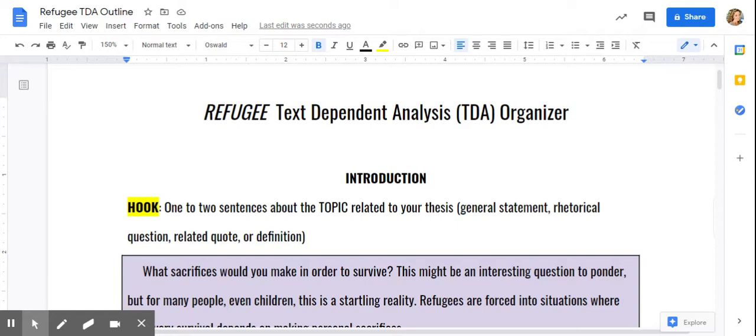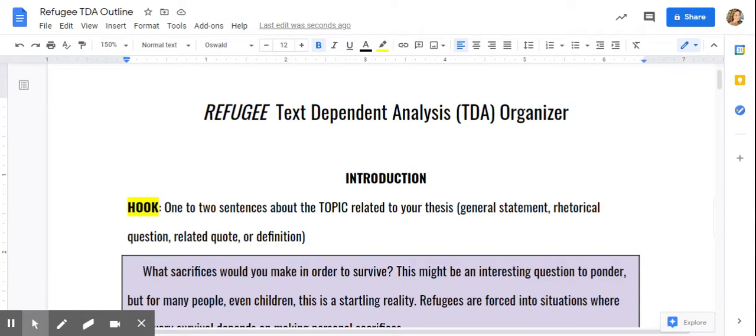Okay. So when you take the South Carolina Ready test, it'll probably be in June this year. You will have one TDA question. You will get some sort of a text. It could be a poem, it could be a newspaper article, a short story. I don't know what it's going to be. So we're going to start practicing for that with Refugee.